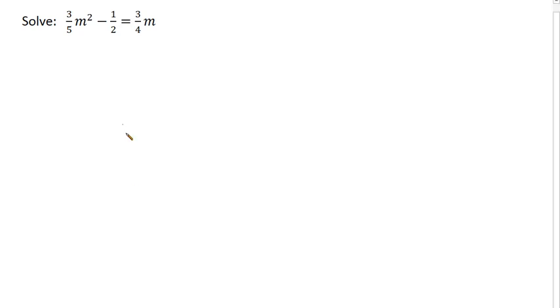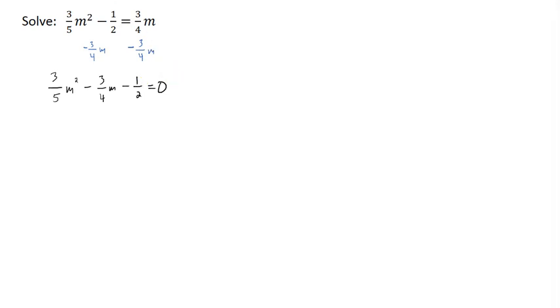I'll put it in a more standard form first by subtracting 3/4 m from both sides and writing the left-hand side of the equation in descending order. So I have 3/5 m squared minus 3/4 m minus 1/2 is equal to 0. And so I have the quadratic equation here, and it's in that quote-unquote standard form.